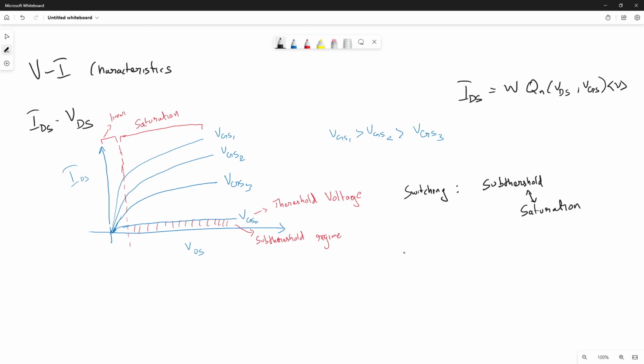So essentially, what I want is I want delta IDS to be large for a small delta VGS. Small, not VGS, small delta VGS. Is this clear? Yes, sir.